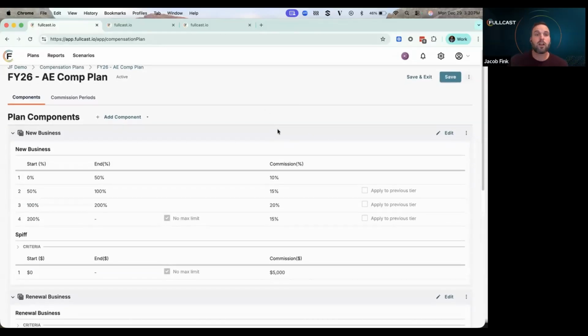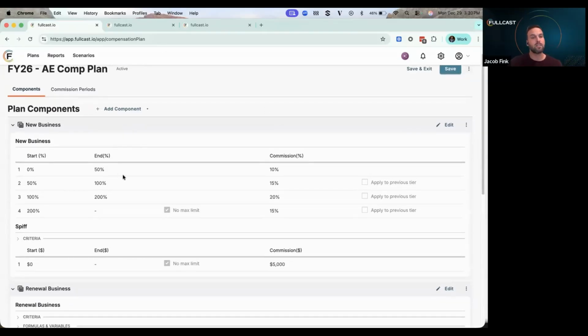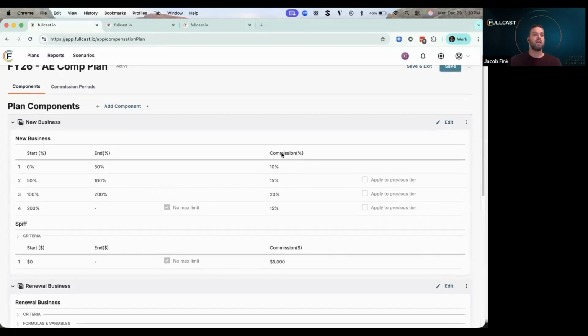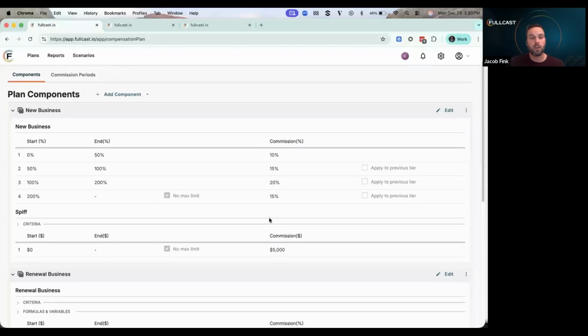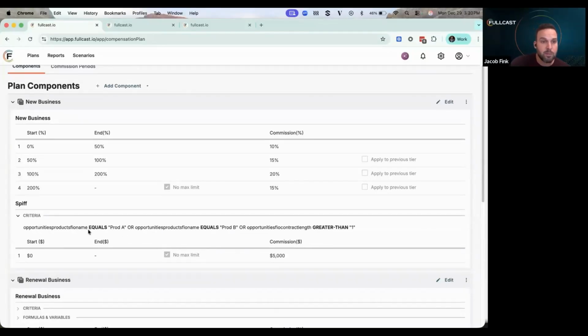You'll notice that you're able to accommodate for a variety of different situations. We have some tiered rates based on percentage, where if they achieve these rates, they then achieve a certain percentage of commission. Down below, you'll see that there's also the ability to accommodate for specific spiffs, not necessarily a tiered rate, but if they adhere to certain criteria, they're going to get a flat payout. And you'll be able to define this criteria as well. In this case, it's when a product of a particular type, maybe a couple different types, as well as a contract length of greater than 1 year is achieved, then they're going to get this automated $5,000 commission.